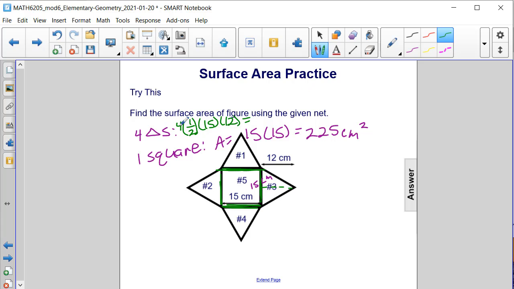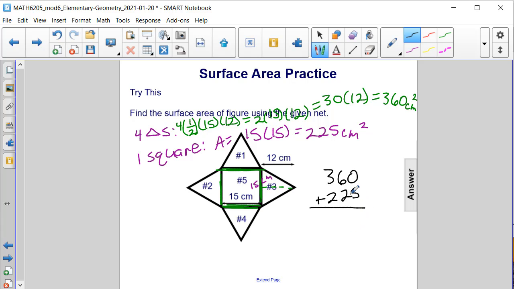So 4 times 1/2 is 2. 2 times 15 times 12 would simplify to 30 times 12, which is 360 square centimeters. And then if we add up 360 and 225, we will get the entire surface area of 585 square centimeters.